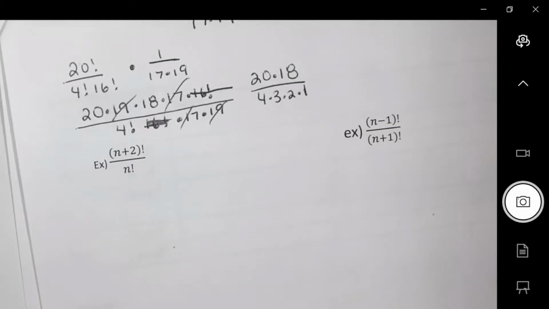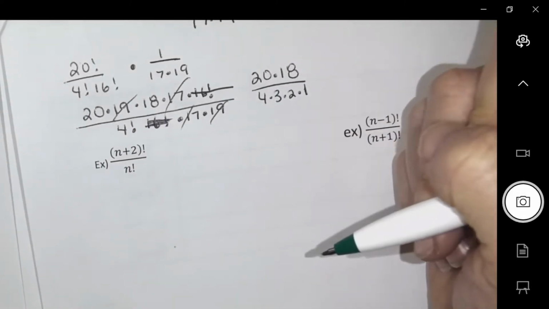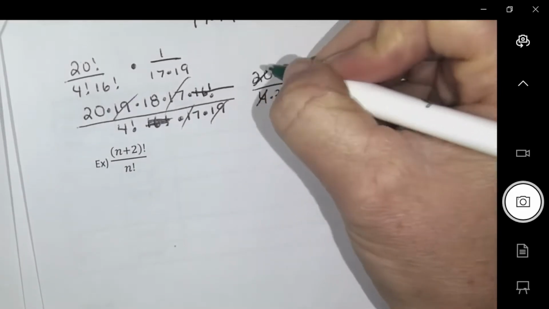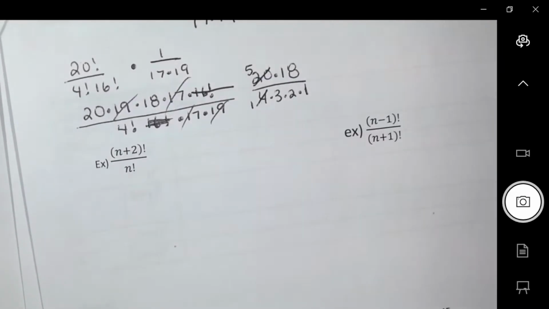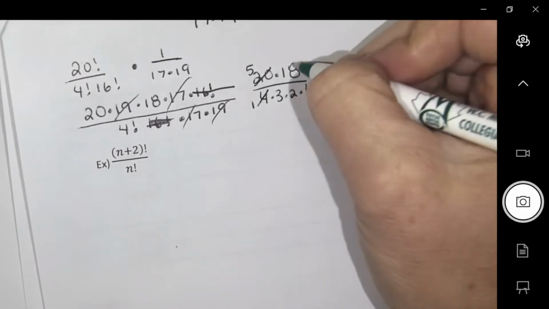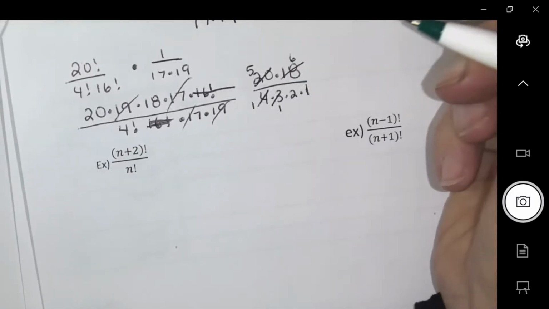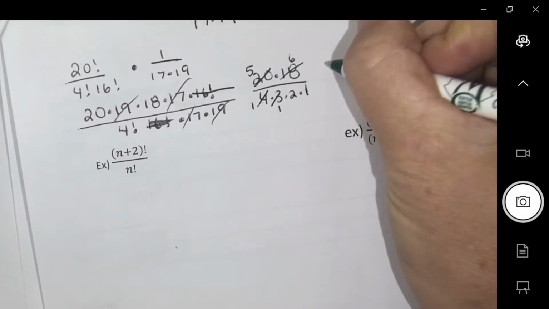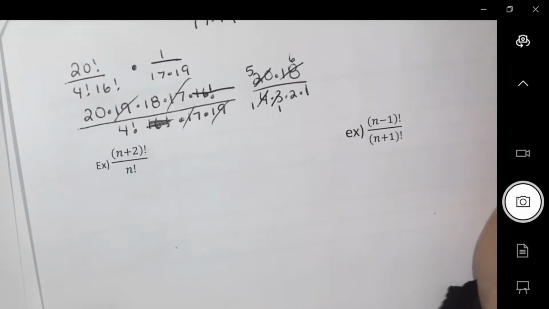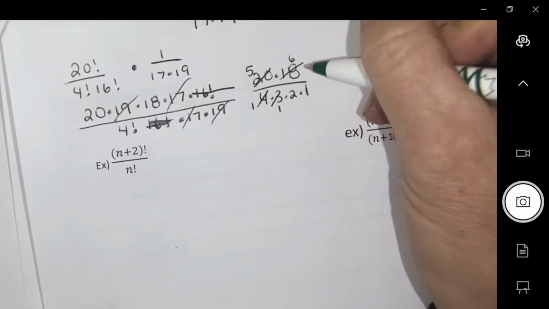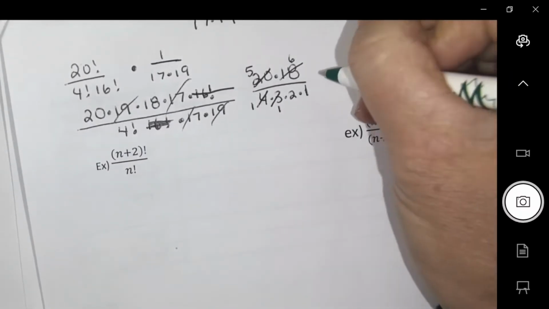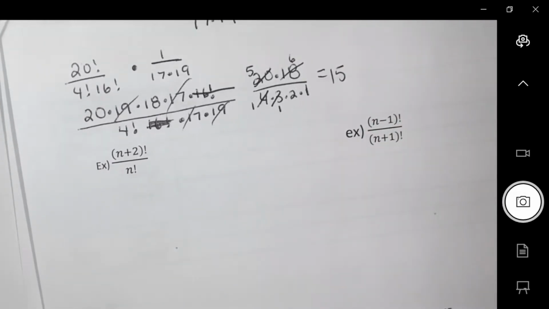There's a bunch. Should we cross off the 20 and the 4? Is that okay? 20 and 4 can change to a 5 and a 1. Do you want to cross off 18 with anything? 18 and 3 could cross off to be 6 and 1. Do you see your final answer? You want me to keep crossing off or just say 30 divided by 2? So 15. Okay, so factorials, expand, cancel.